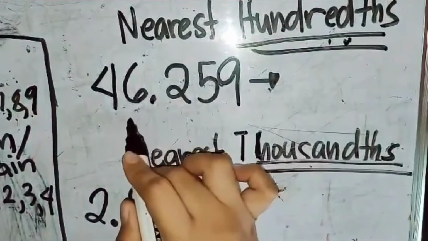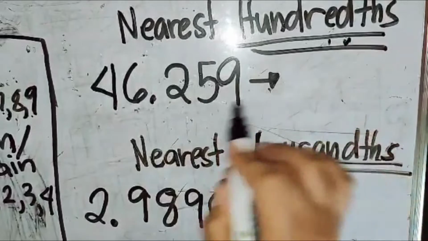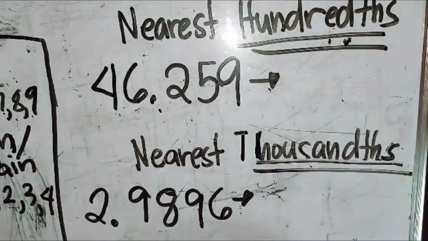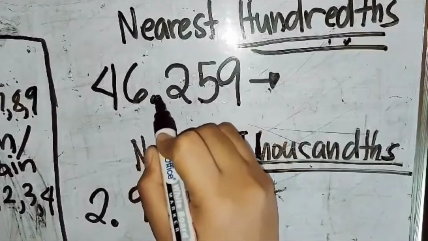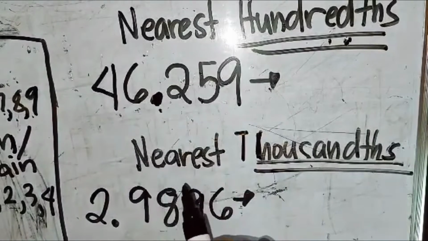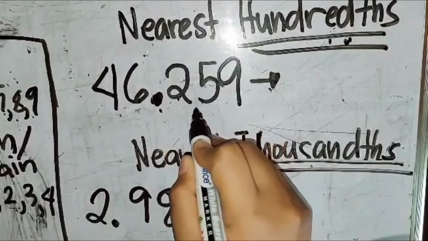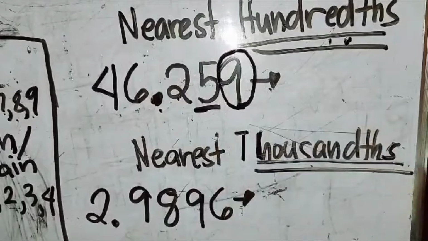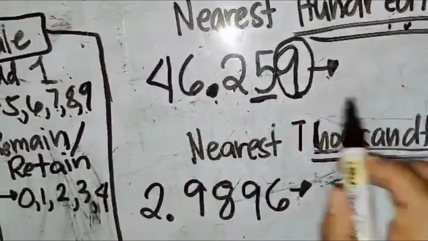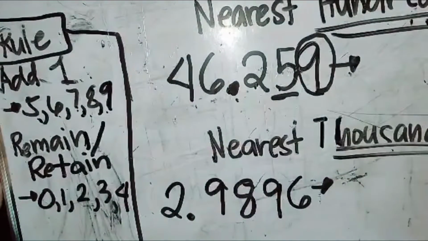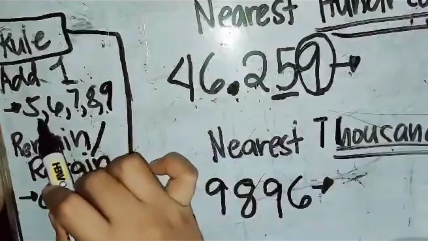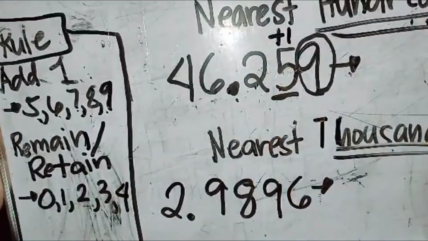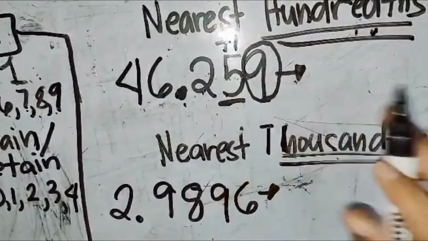Okay, so for this one, we're looking for the nearest hundredths. And the given is 46 and 259 thousandths. So, nearest hundredths, tenths, hundredths. Laging ang bilang nyo after the decimal point kasi decimals ang pinag-uusapan natin, ha? So, tenths, hundredths. Guhitan si 5. Okay, bilugan nyo naman yung nasa kanan ni 5, which is the number 9. After that, tingnan nyo sa rules. Add 1 or remain or retain. Okay, since siya ay 9, kasali siya dito sa add 1. Ang dadagdagan nyo ay yung inyong ginuhitan, ha? That is the rounding place. Yung ginuhitan, hindi yung binilugan.